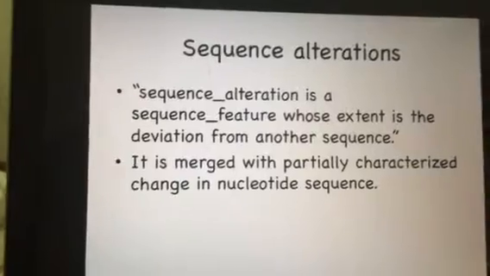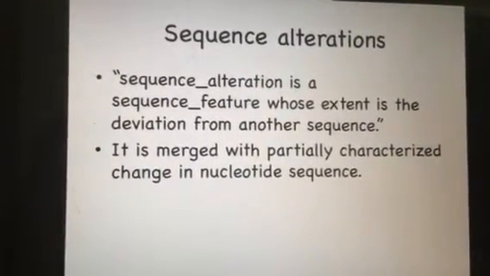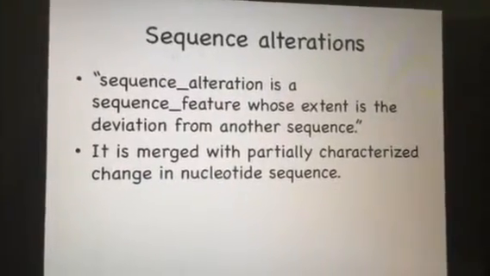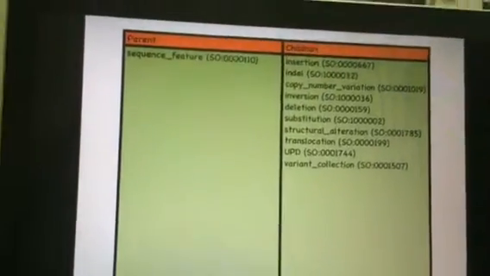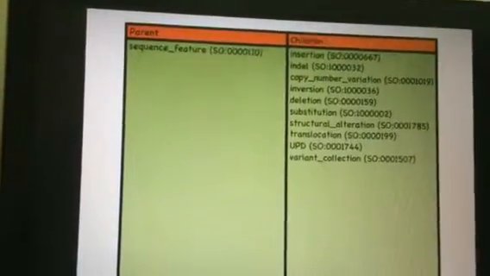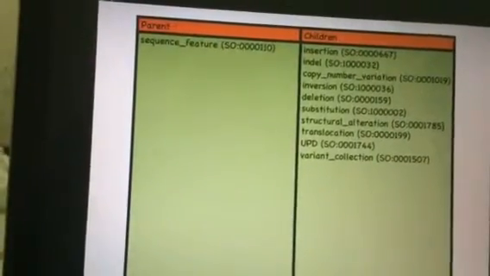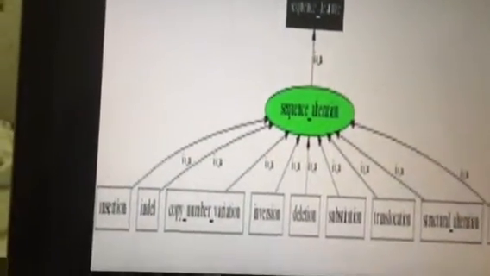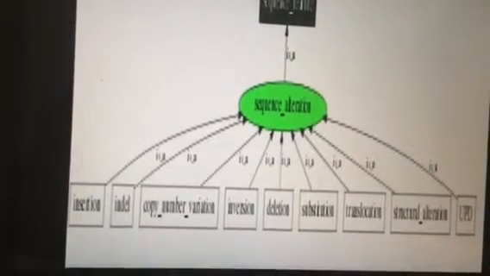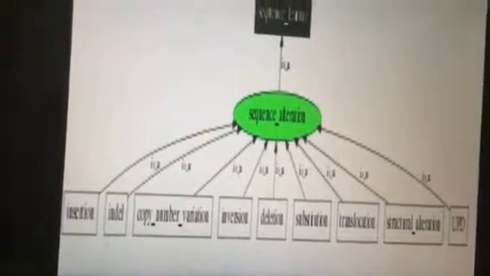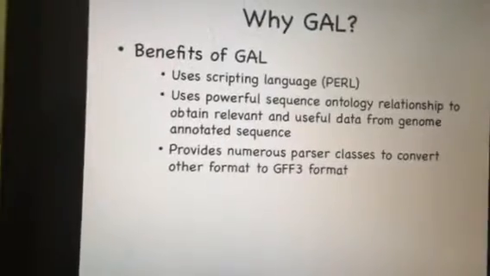Next is sequence alteration. Sequence alteration is a sequence feature whose extent is a deviation from another sequence. It is merged with partially characterized change in nucleotide sequence. The parent being sequence feature, and its children are listed in the table here, and it can be clearly seen that all the children have an is-a relationship with the sequence alteration feature.